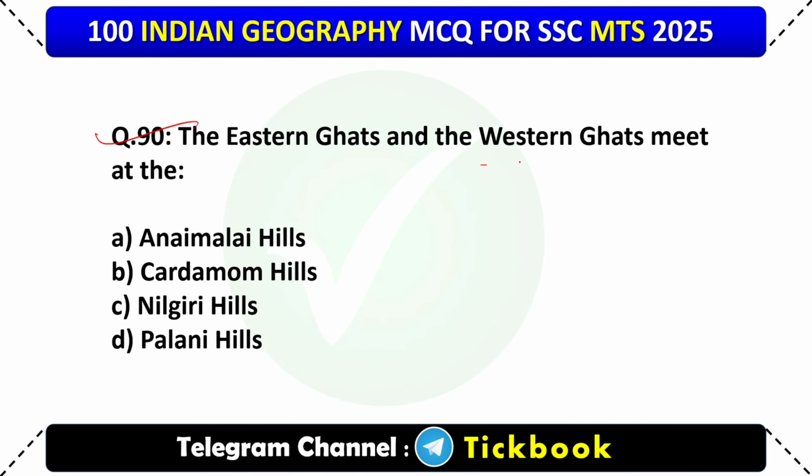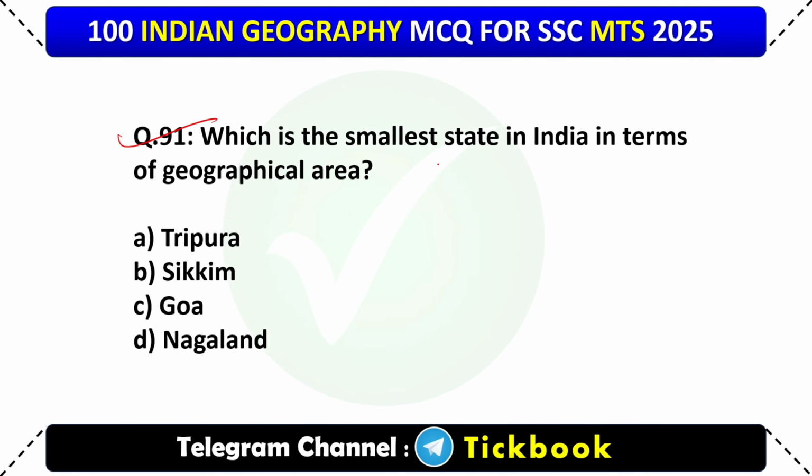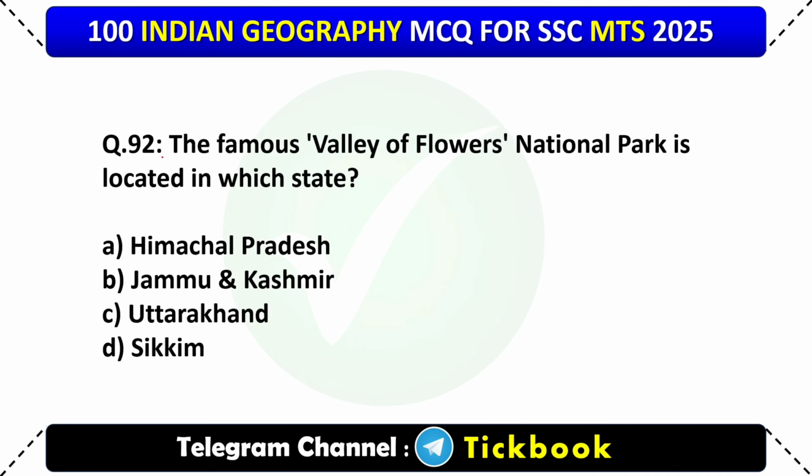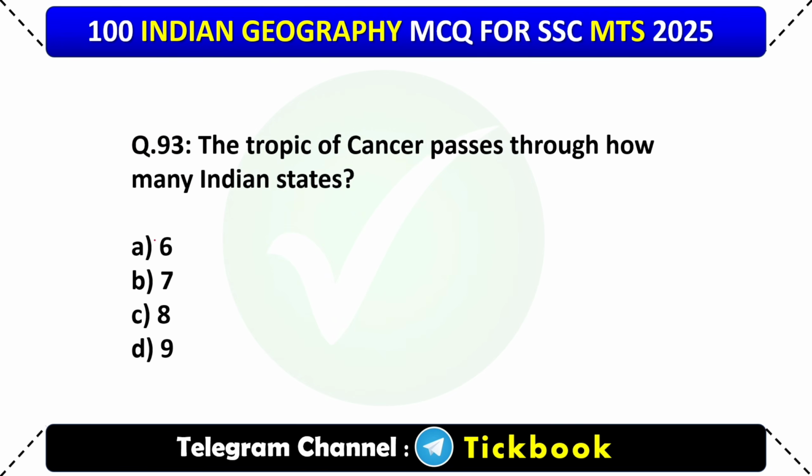90. The Eastern Ghats and the Western Ghats meet at the? Option number C, Nilgiri Hills. 91. Which is the smallest state in India in terms of geographical area? Option number C, Goa. 92. The famous Valley of Flowers National Park is located in which state? Option number C, Uttarakhand.